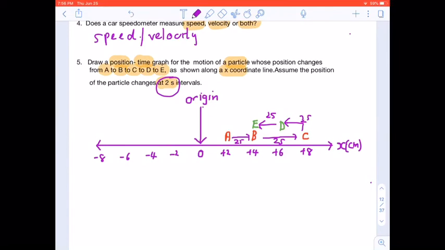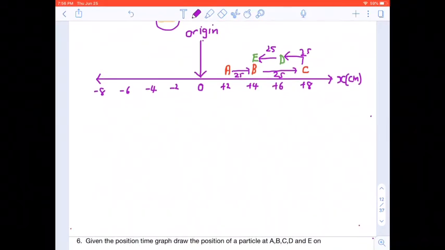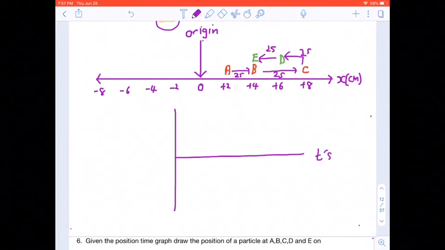So if we now have to draw a position time graph, let's look at that. So we have a position time graph, and we have time on this axis and x in centimeters on this axis.